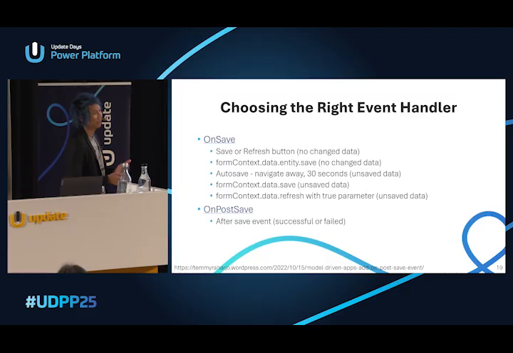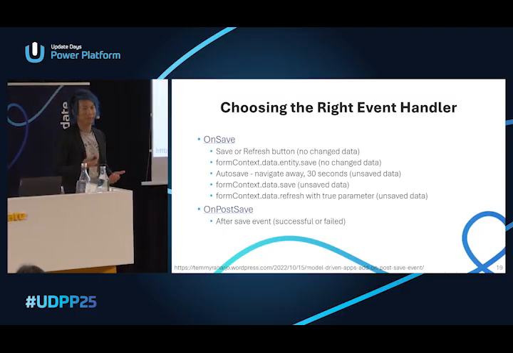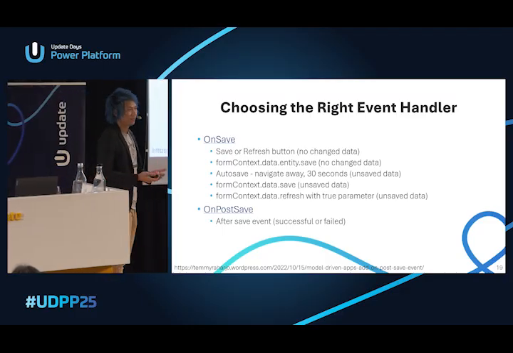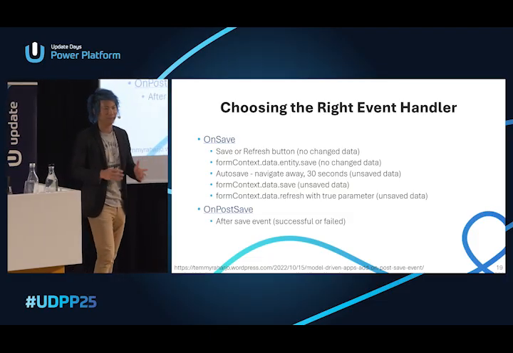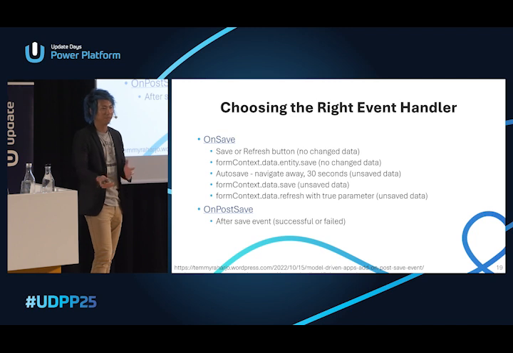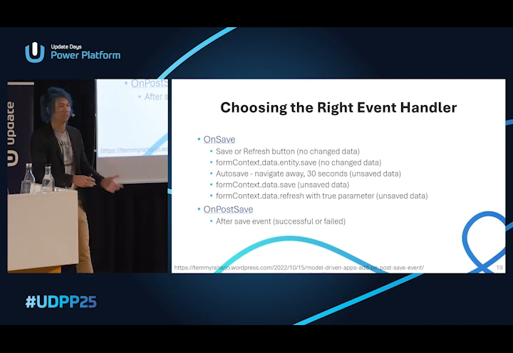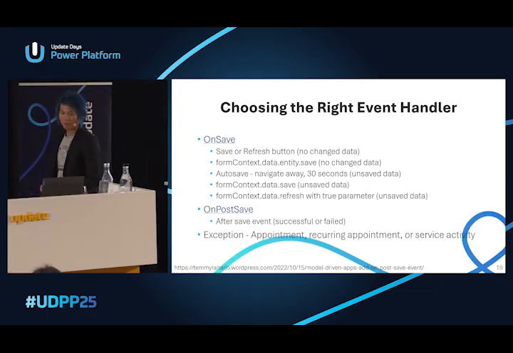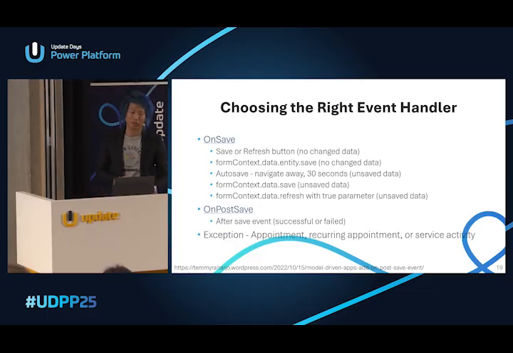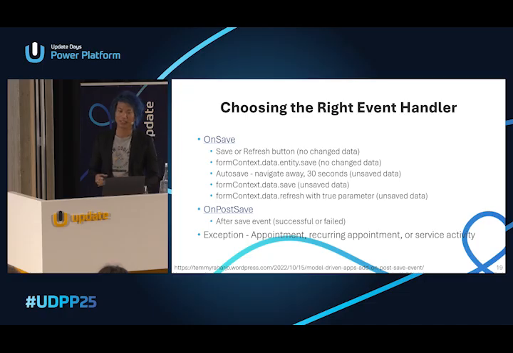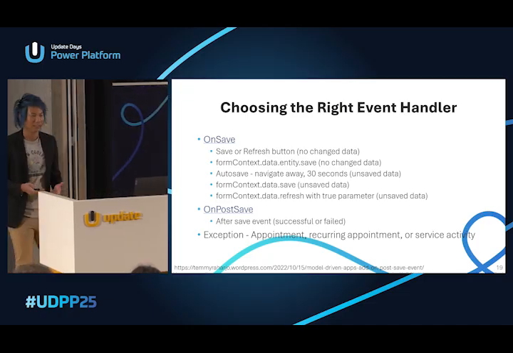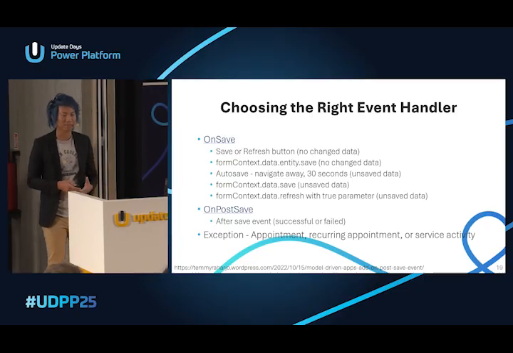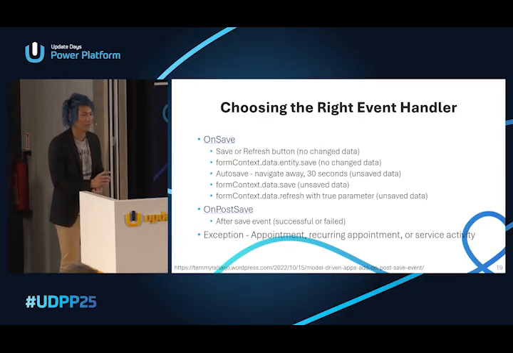Let's say sometimes we have server-side validation. The on save event triggers, and then it goes to the server side, and it might succeed or fail. Based on that, you want to trigger something, right? In that case, you can use on post save. The exceptions for on post save are appointment, recurring appointment, and service activity. In those cases, it doesn't trigger.